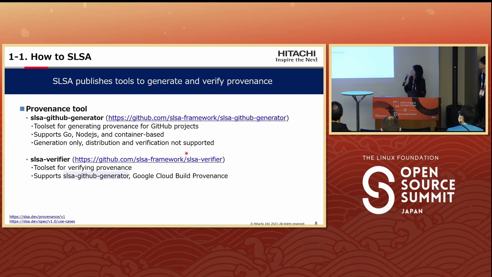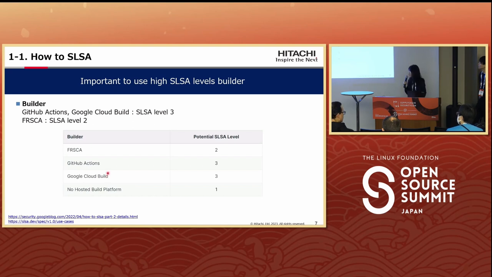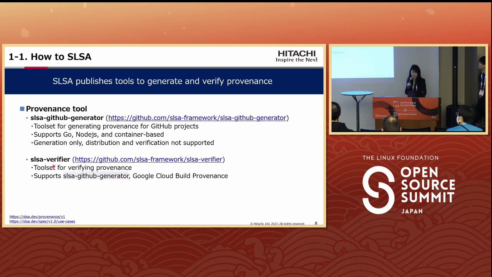And about provenance, SLSA published tools to generate and verify provenance. The SLSA GitHub generator is a tool set for generating provenance for GitHub projects. But this tool is generation only. Distribution and verification is not supported. So this SLSA verifier is a tool set for verifying provenance. It supports the GitHub tool and Google Cloud Build provenance. So if you use GitHub Actions or Google Cloud Build, you can use these tools for making provenance.